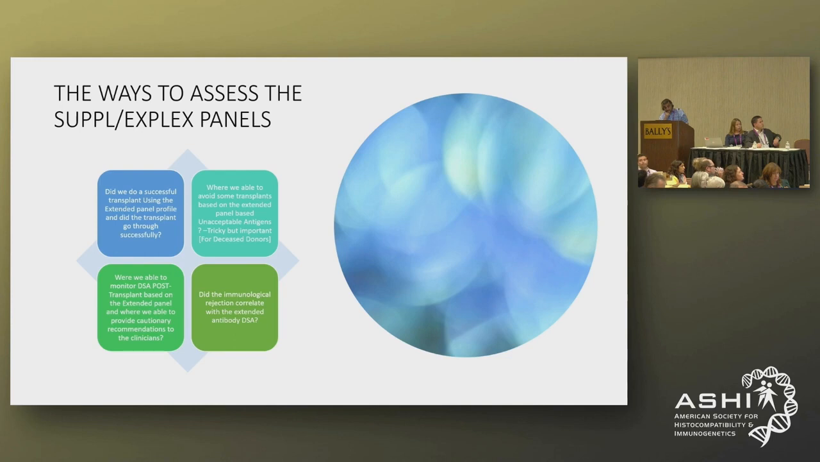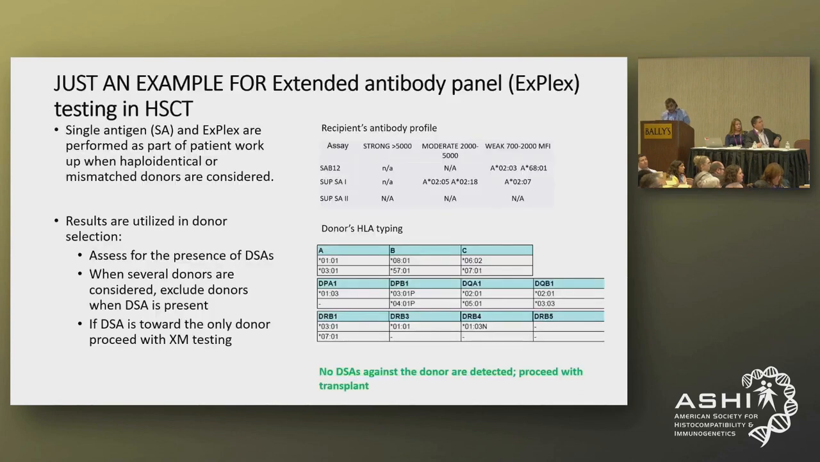in your workflow to support the transplant program in terms of immunological risk assessment. So this is one of the cases where we looked at the effect of extended antibody panel. Now, that is a misnomer, it is not an XPlex panel which we used, it is the SAB 1 and 2 plus additional supplemental panel.